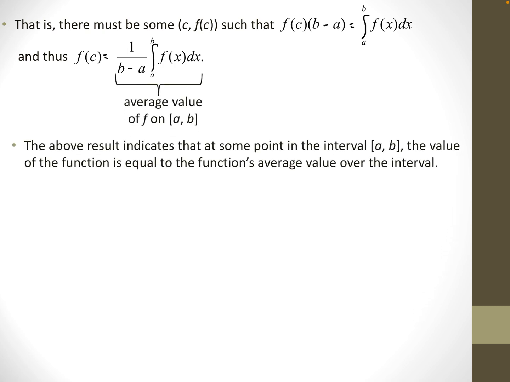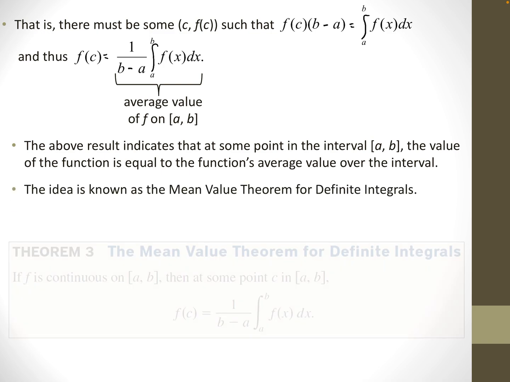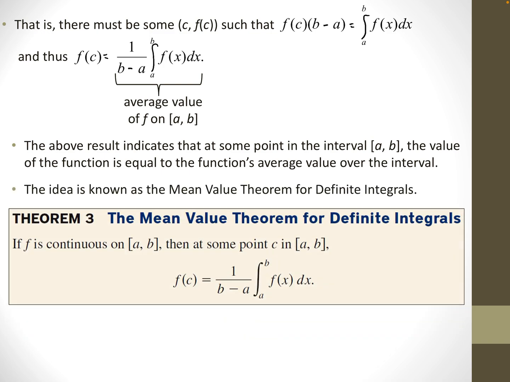That's what this next sentence says. The above result indicates that at some point in the interval, we will find the average value of the function. This idea is known as the mean value theorem for definite integrals. It says, if f is continuous, then at some point we will find that the function takes on the average value all the way across that section.